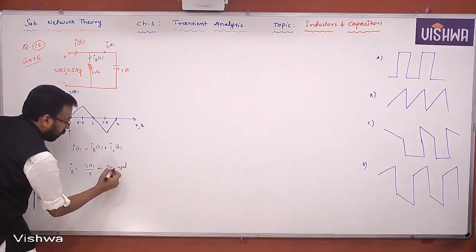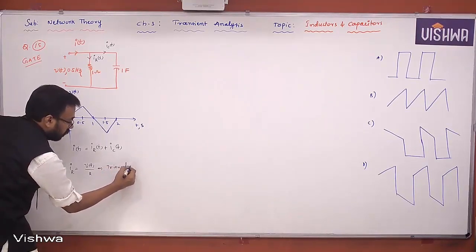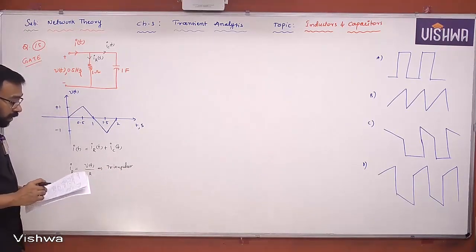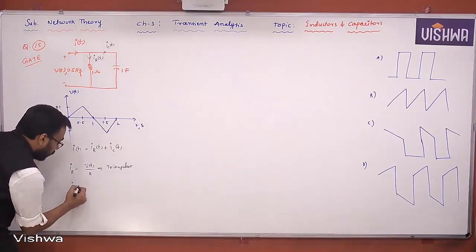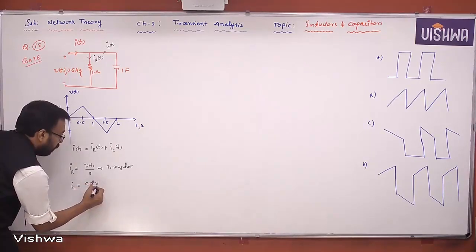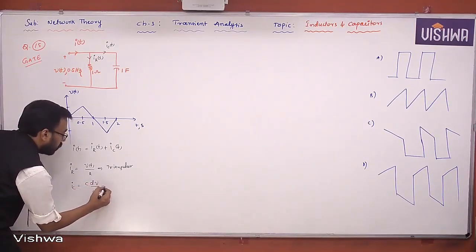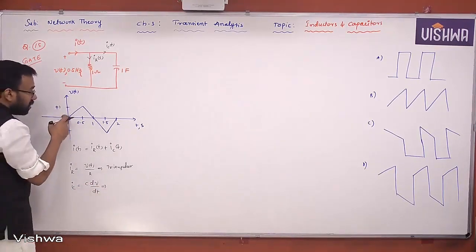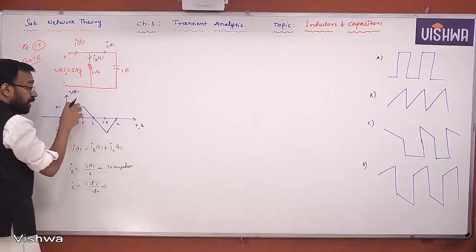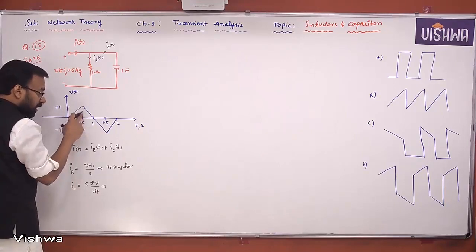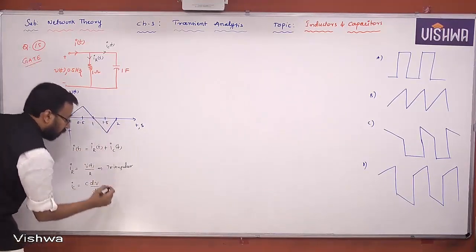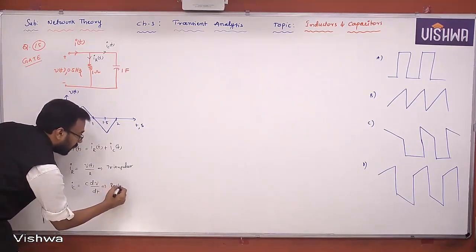Triangular waveform. Now if you see the IC, what is IC actually here? IC is nothing but C dV by dt. Since it is a triangular waveform, when you differentiate it, this is a ramp, and when you differentiate it you will get a step. That means you get a rectangular waveform.